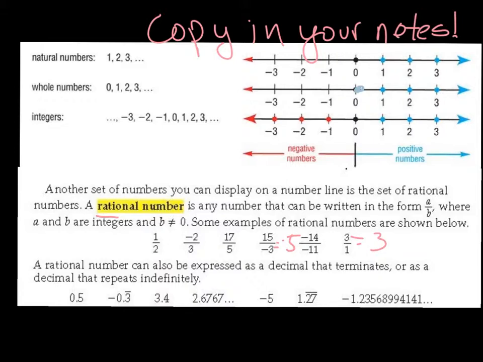A rational number can also be expressed as a decimal that terminates, which means ends, or as a decimal that repeats indefinitely. And for the repeaters, we use the bar. We're used to that for -1/3. I just wrote over my bar. Or we're used to 0.5, 3.4, 2.6767. They could have put the bar over the 6, 7 because that's where it's repeating. -5, it terminated. It's also an integer, but it's a rational number too. 1.27 repeating. Okay, now this guy, it never repeats, so that one is just a non-repeating rational number.